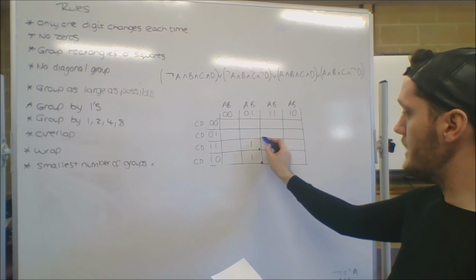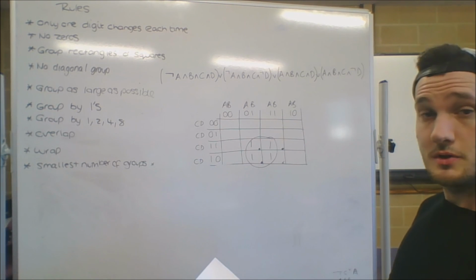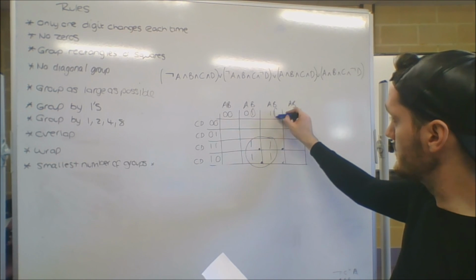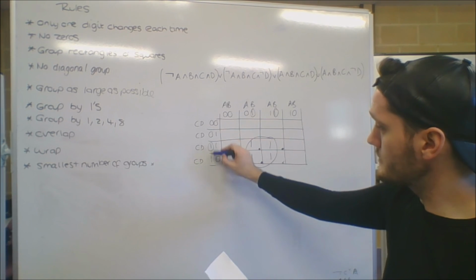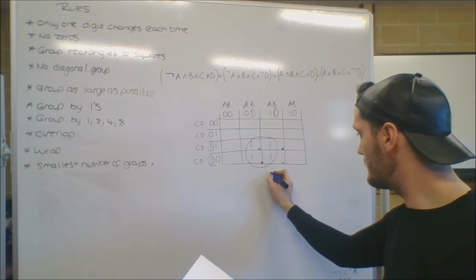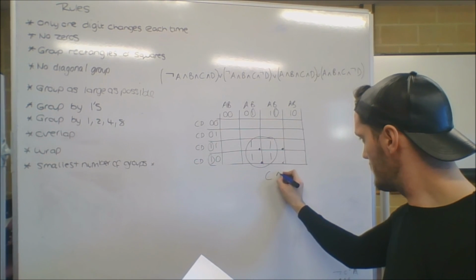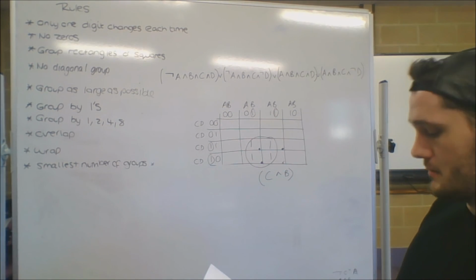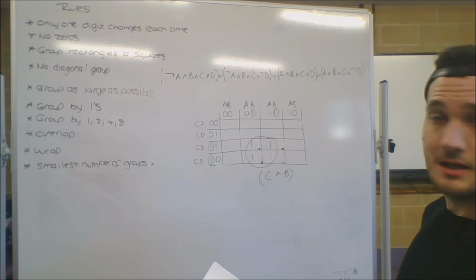Now if you group that together, what they have in common is B is true and C is true. So simplified as an expression, you should end up with C and B. C and B can be true in that case.